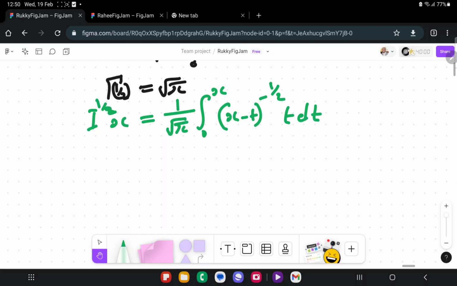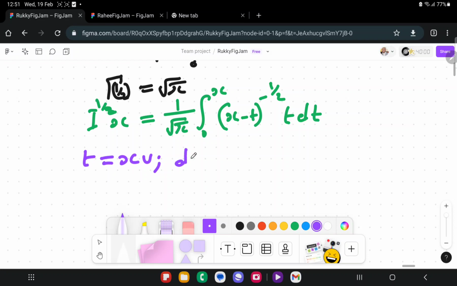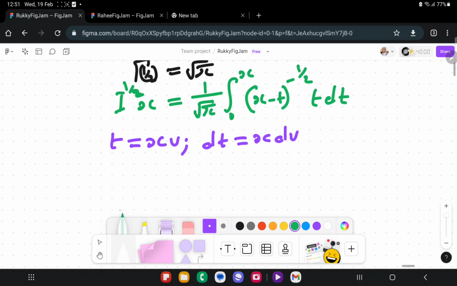So here there's going to be a change of variable, because our integral here is a little bit complicated. In order to simplify it, let's make t equal to xu. And so if t is equal to xu, then dt will be equal to x du. Now what that means is that u is a fraction of x ranging from 0 to 1, as t moves from 0 to x. So our integral will now be transformed into this.